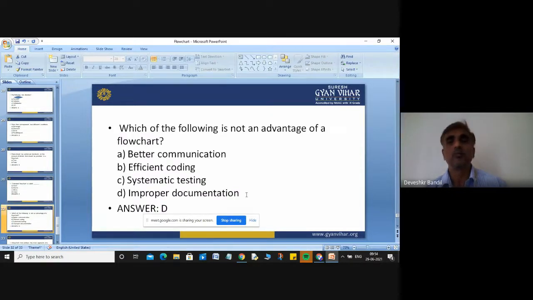Another question is: which of the following is not an advantage of a flowchart: better communication, efficient coding, systematic testing, and improper documentation. Obviously, what is not an advantage of a flowchart is improper documentation. Better communication is an advantage. Through the flowchart you can write efficient code, so efficient coding is a main advantage. Systematic testing is also an advantage, and improper documentation is a disadvantage of a flowchart. That's why your answer will be D.